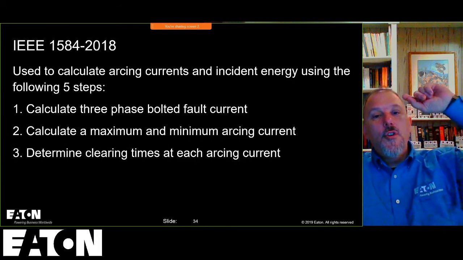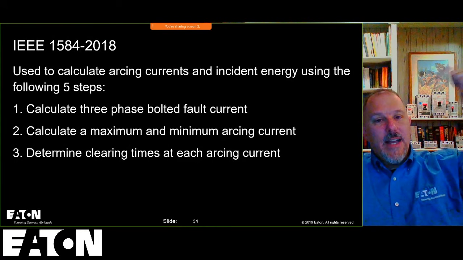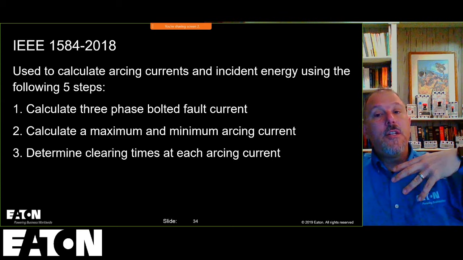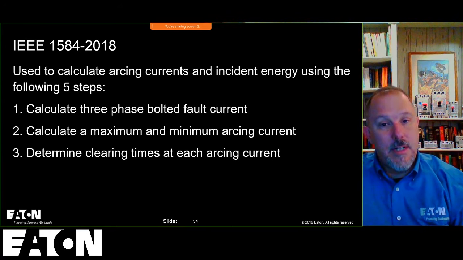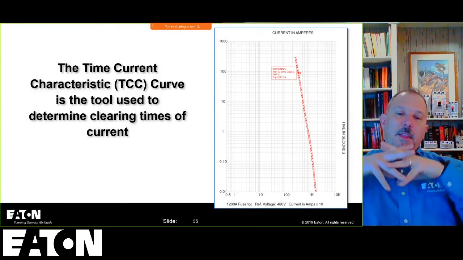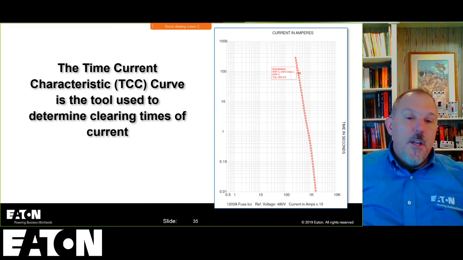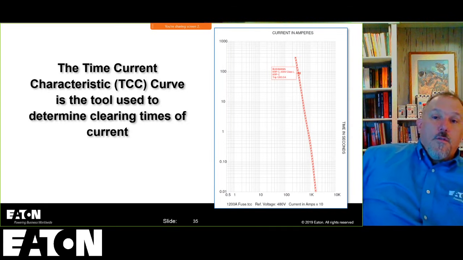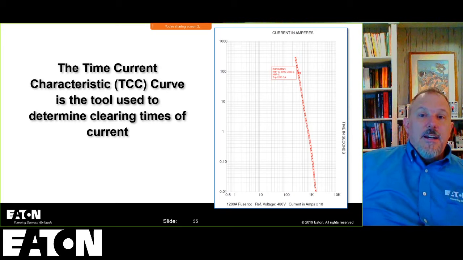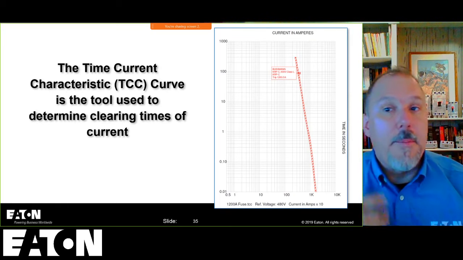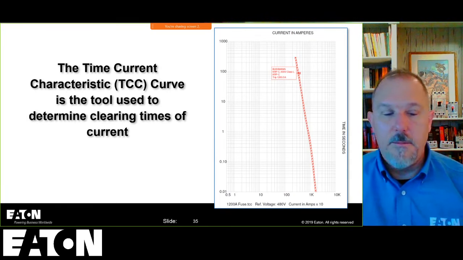Okay, so once you know your fault current, then you have your maximum and minimum arcing currents. The next thing you need to do is you need to establish the clearing times of both of those currents. And the clearing time is going to be based on the upstream overcurrent protective device, not the downstream overcurrent protective device. We talked about that line side propagation point.